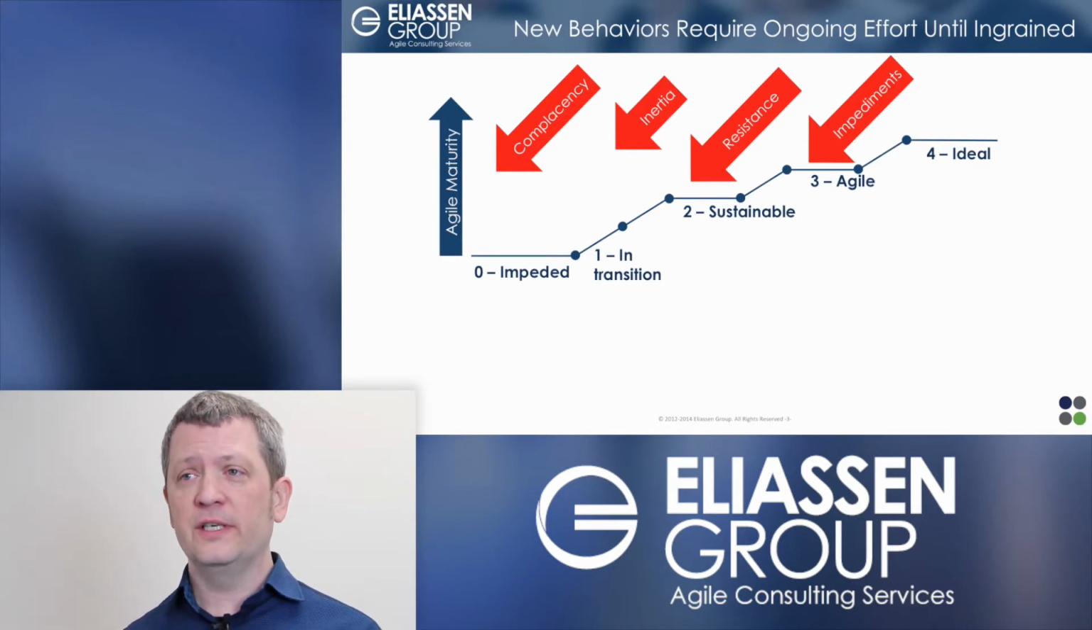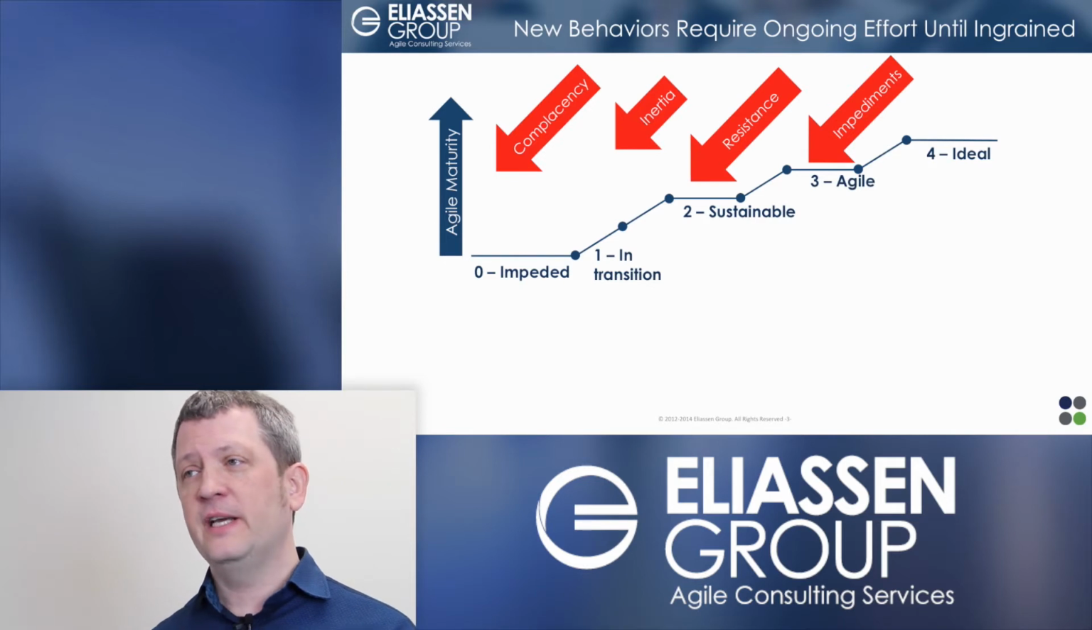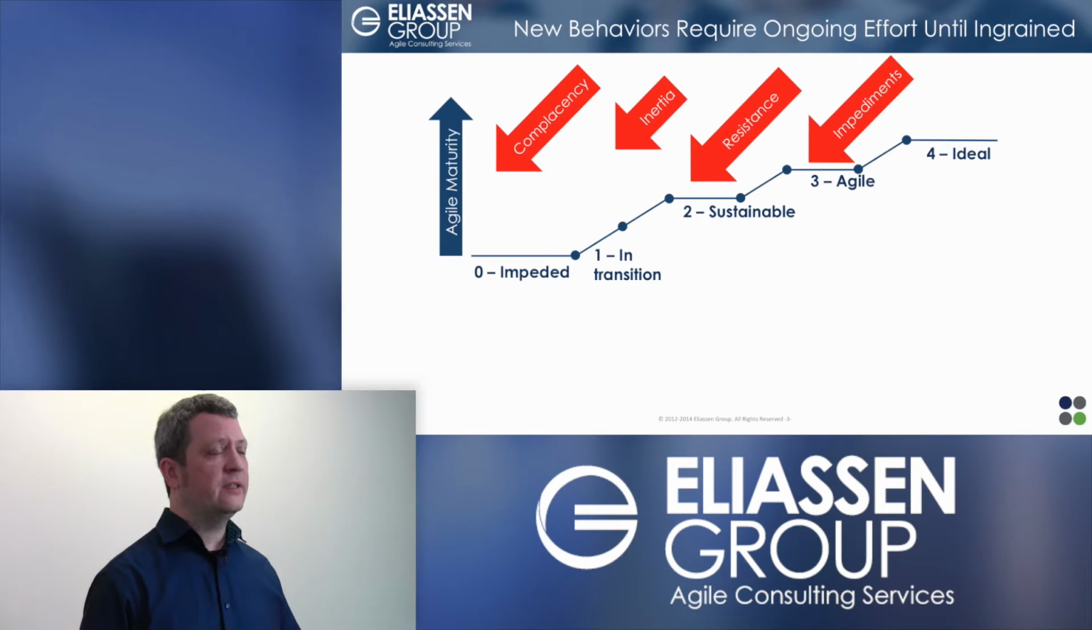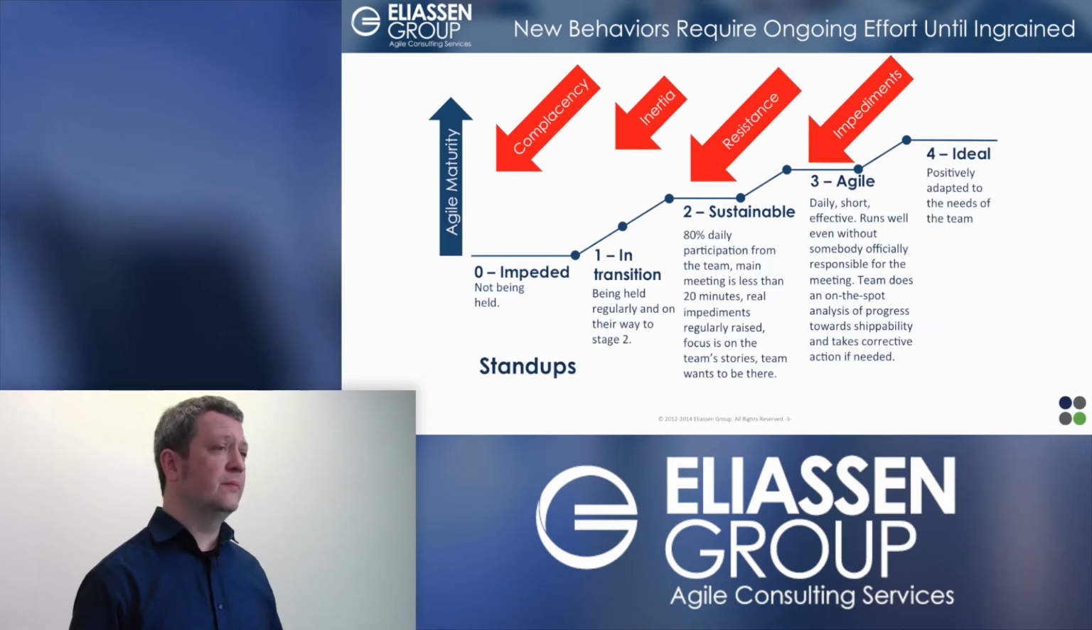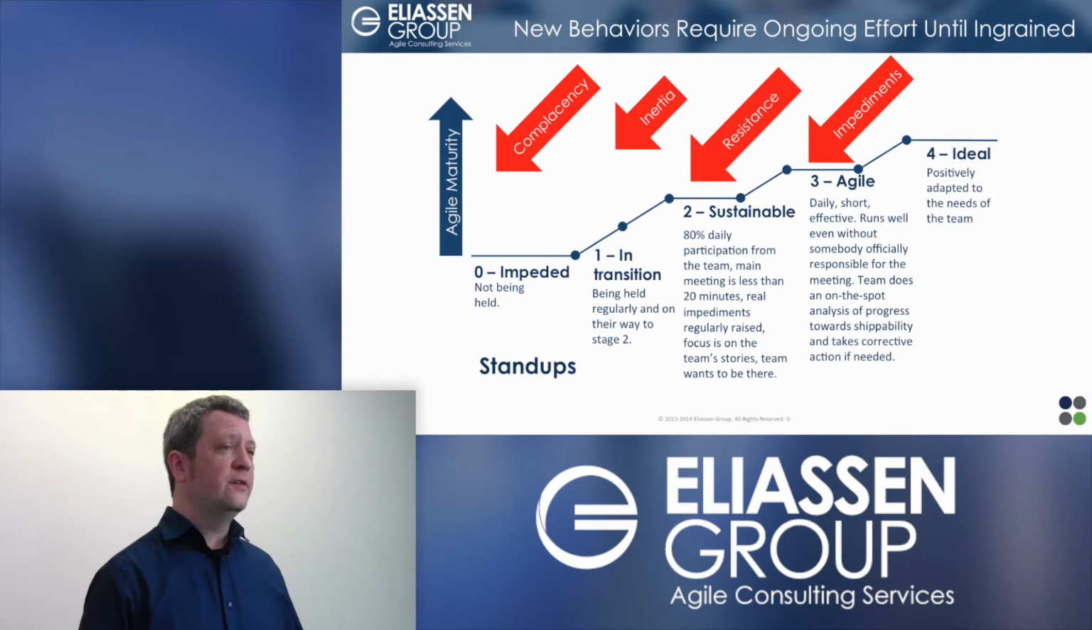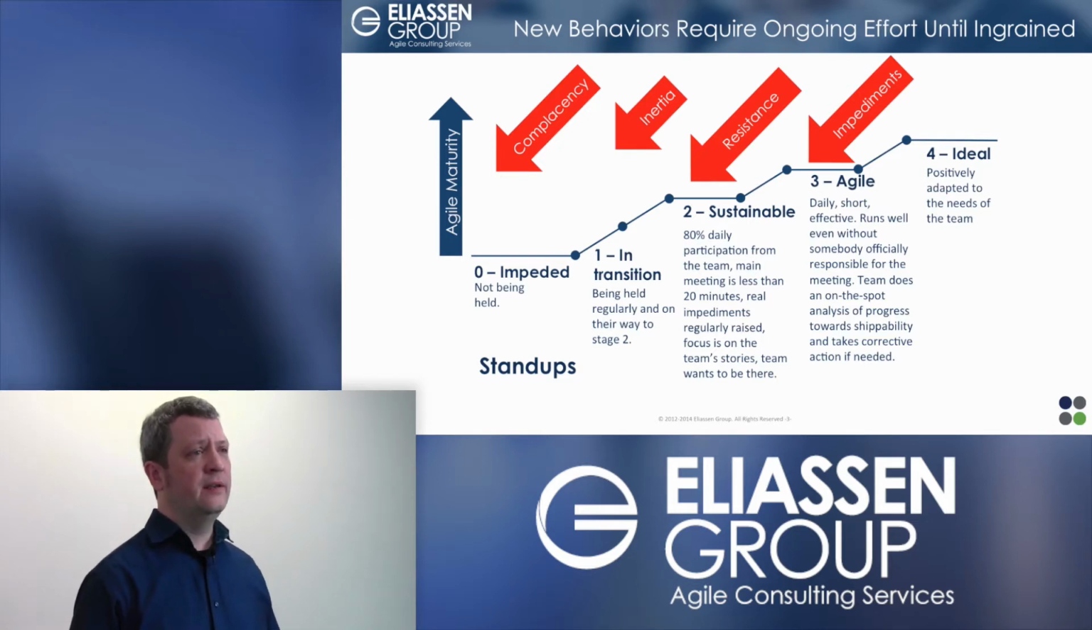So let's look at the overall structure. The overall structure is 5 different states from 0 to 4 across 55 indicators. So let's look at one of them. One of them is stand-ups. It's very easy to take a look at this one. The middle level is sustainable. That's what we encourage everybody, coaches, stakeholders, team members, to work towards to the degree that they can across as many indicators as you possibly can, right?